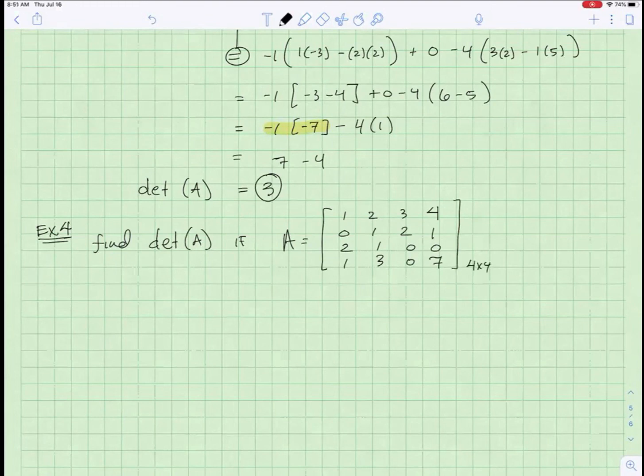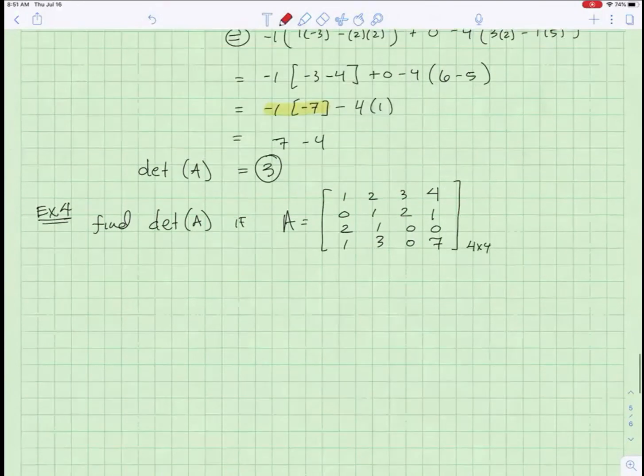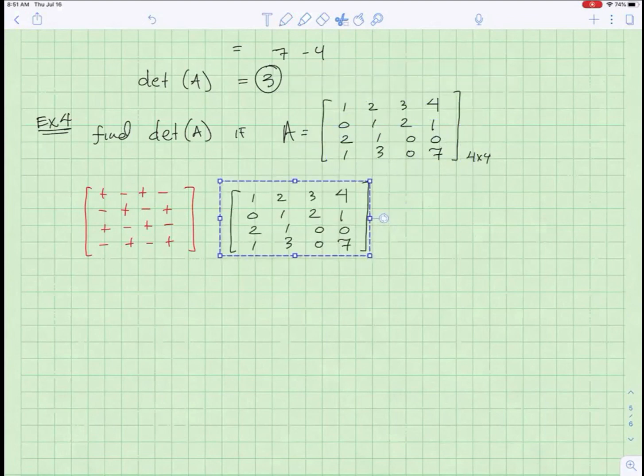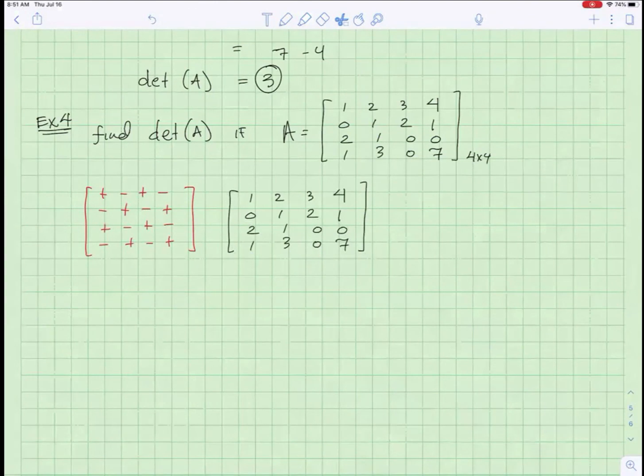So here we go. Plus, minus, plus, minus, minus, plus, minus, plus, plus, minus, plus, minus, minus, plus, minus, plus. Let's choose. So let me duplicate this. What do you think? Row or column? Row 3. Let's do row 3. So here we go.